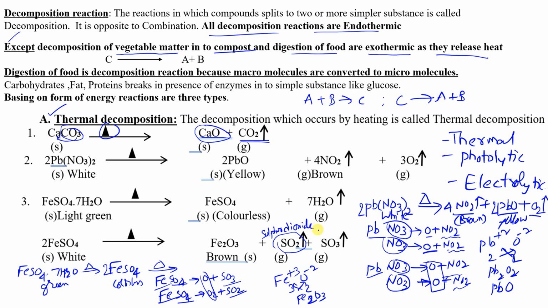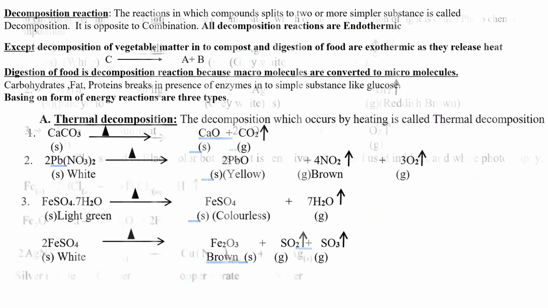Its name is sulfur trioxide. Okay, this is how the decomposition reaction happens. All these are said to be thermal decompositions only. I hope it's clear to you. Let's go to the next decomposition.